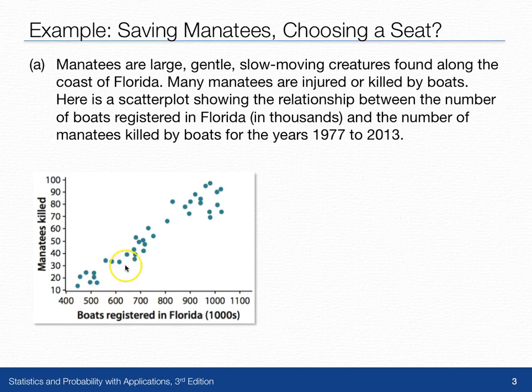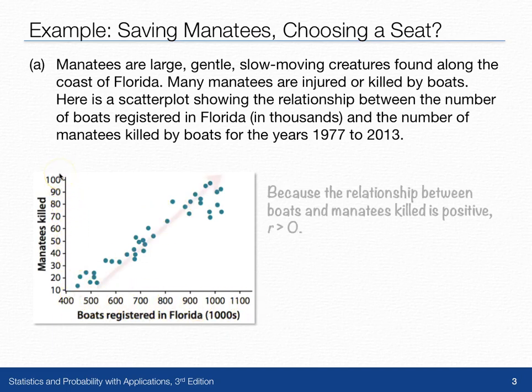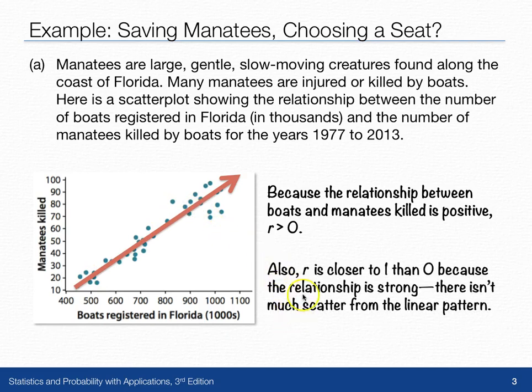The first thing we notice with this scatter plot is that the points form a strong upward or positive trend. As the number of boats registered increases, so does the number of manatees killed. Because that relationship between boats and manatees killed is positive, we know that the correlation R is greater than 0. Also, notice the points aren't very scattered from that line. So we can say that R is closer to 1 than to 0 because the relationship is strong. There isn't much scatter from the linear pattern.